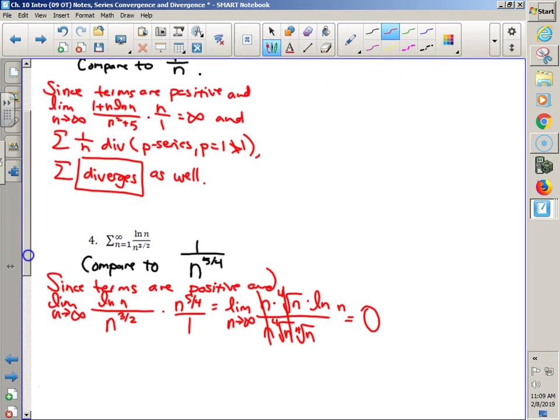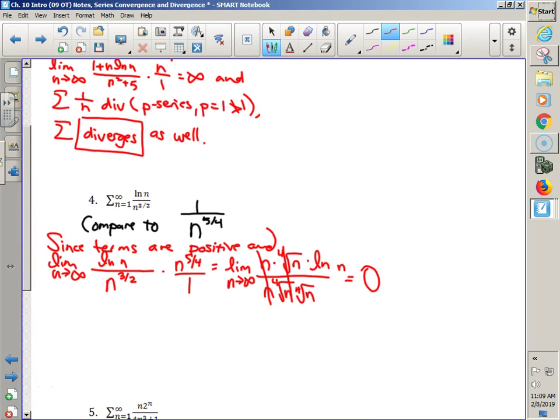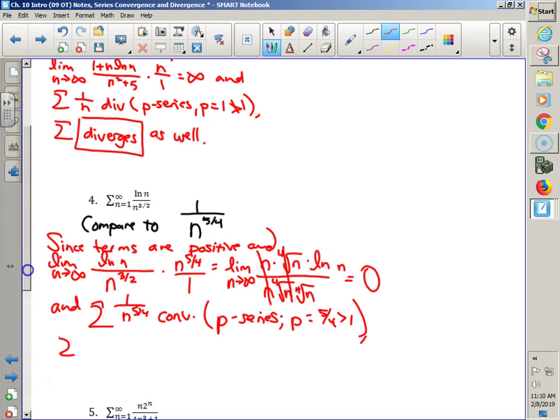So how am I going to finish this puppy off? Since the terms are positive and the limit is 0, and the series of 1 over n to the 5/4 converges, p-series, p equals 5/4, which is greater than 1, my series converges as well. How? Limit comparison test.